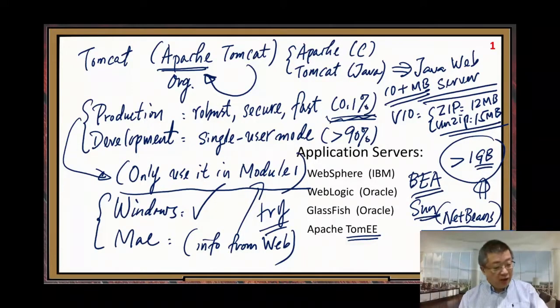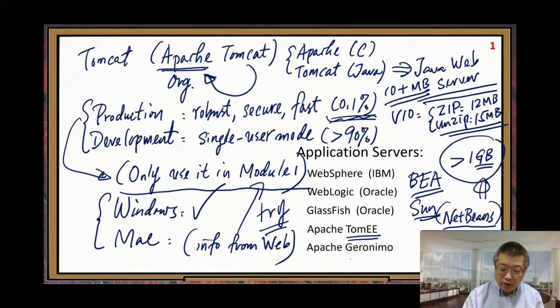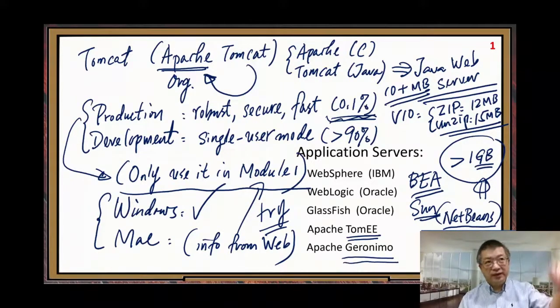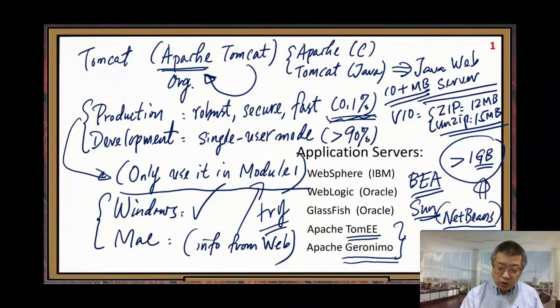There is another one under the Apache Software Foundation, Geronimo. It's an application server under Apache, free and open source. And this one, Geronimo, our Eclipse contains that. Remember? Eclipse.